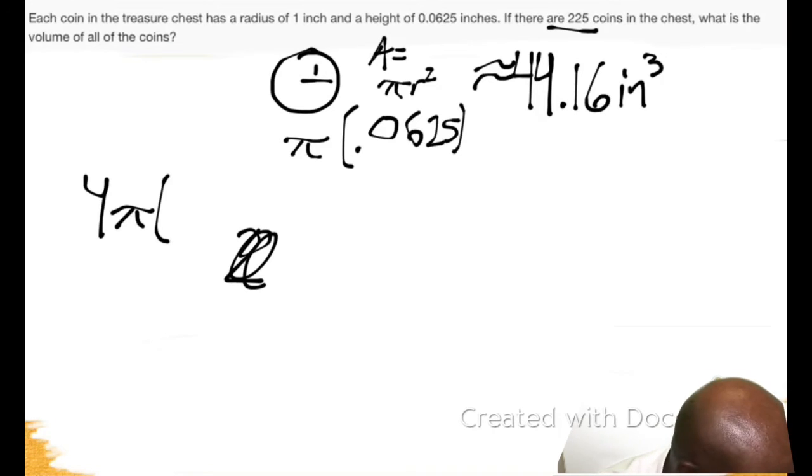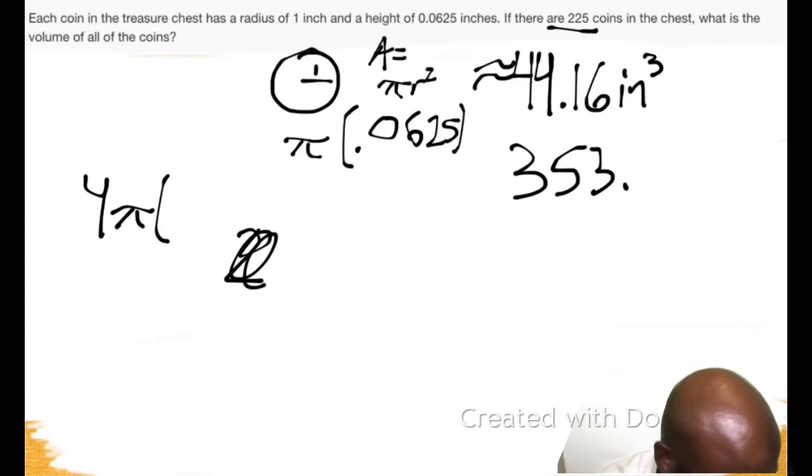2 times 0.0625. Okay, so that's 0.125. Multiply that by 4. Multiply that by 3.14. And then multiply all of that by 225. That gives me 353.25. The volume is now 353.25. Man, that's crazy.